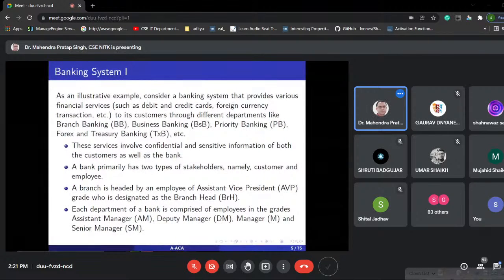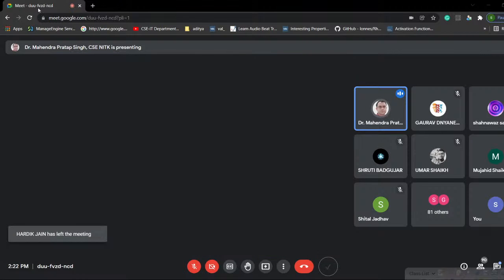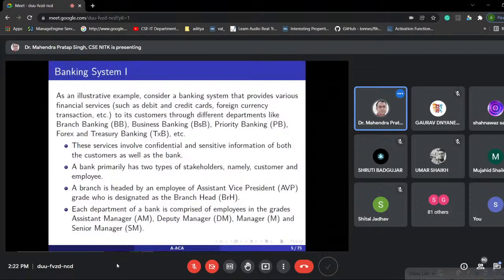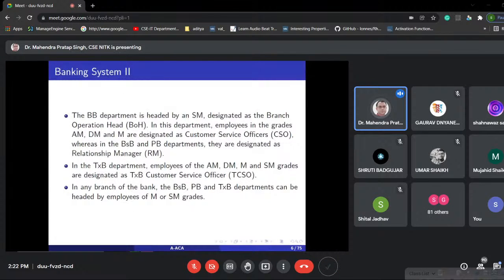Fine? Okay. If you see the bank, you may find mostly two types of stakeholders. One is the customer and another one is the employees. Customers utilize the services of the banking system, and the employees are there to help the customers make use of those services. If you see the structuring of a branch, mostly a branch is headed by an employee of AVP grade, in a bigger size branch, who is designated as the branch head. This term, branch head, you are all familiar with. Fine. Each department of a bank is comprised of employees in the grades of assistant manager, deputy manager, manager, and senior manager. Some of you are familiar with that also.